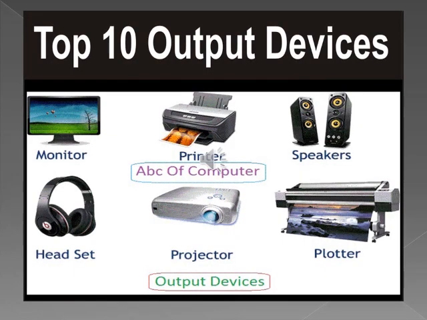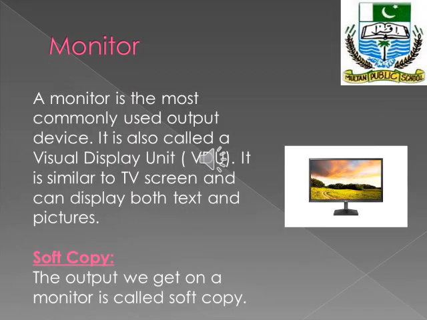In this picture, different output devices are shown. For example, monitor, speaker, printer, headset, projector, plotter. All these output devices produce output in different forms like soft copy, hard copy, or sound. Now we will discuss all these output devices turn by turn. First of all, we will discuss monitor.